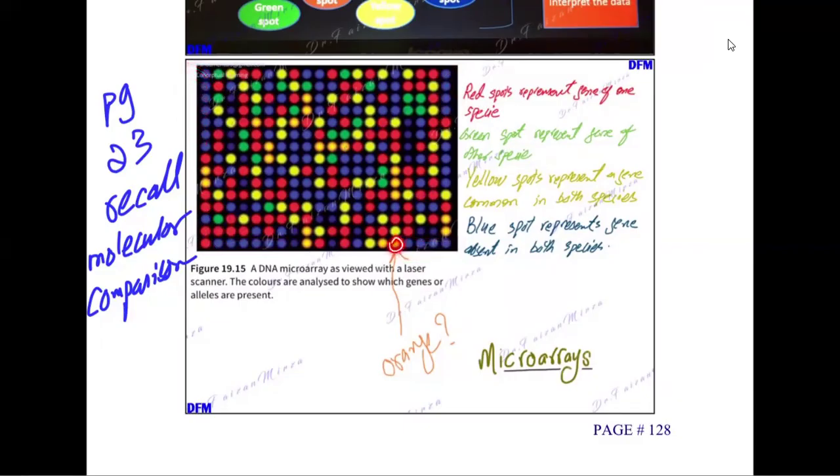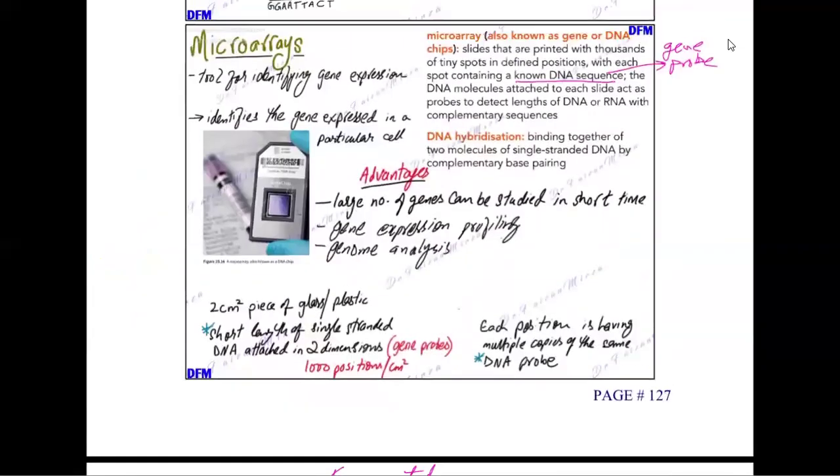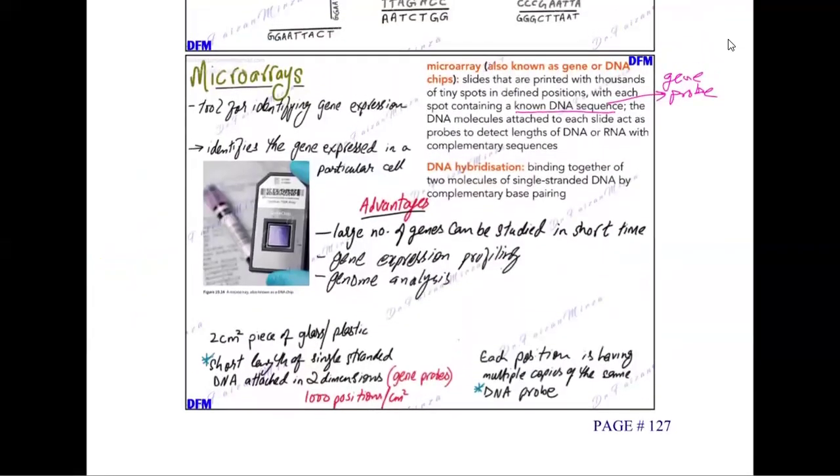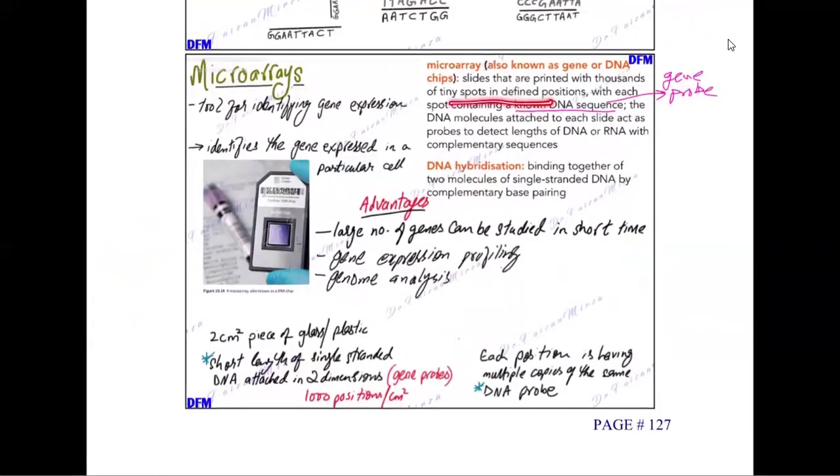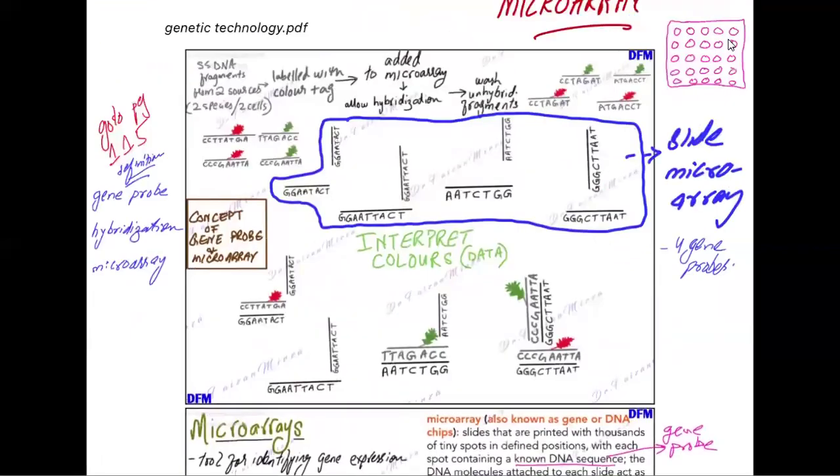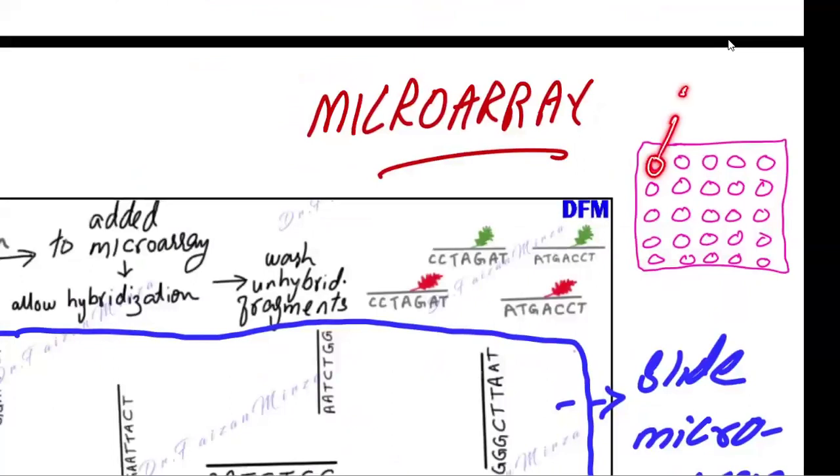At times, we see an orange spot, or a spot which is not exactly yellow, but more towards green. So this orange spot, what does this say? For this, we need to just recall a particular fact regarding microarray. On a microarray, there are defined positions of tiny spots, with each spot containing a known DNA sequence, and there are multiple copies of the same DNA probe. So for example, this is one spot, and this spot is having a single gene probe, but it will have many copies of the same gene probe being present here.